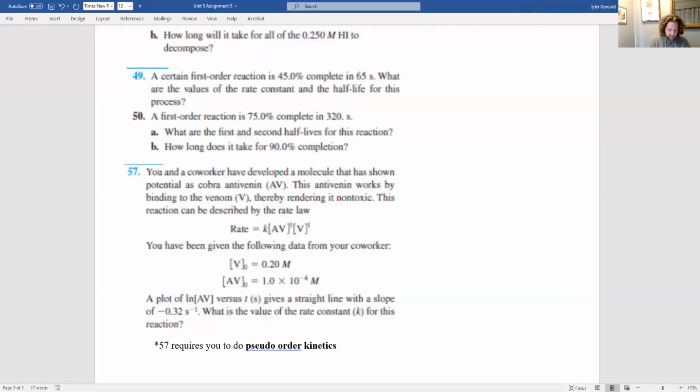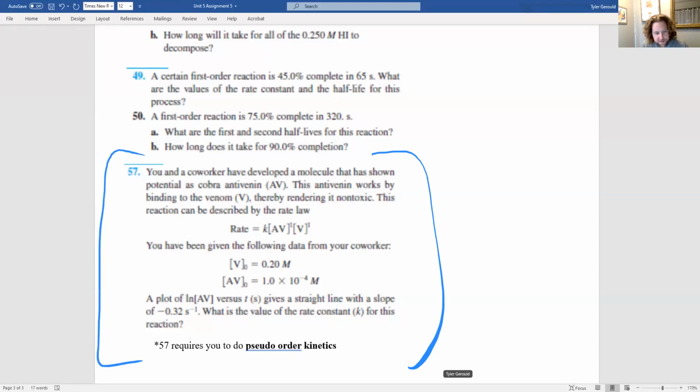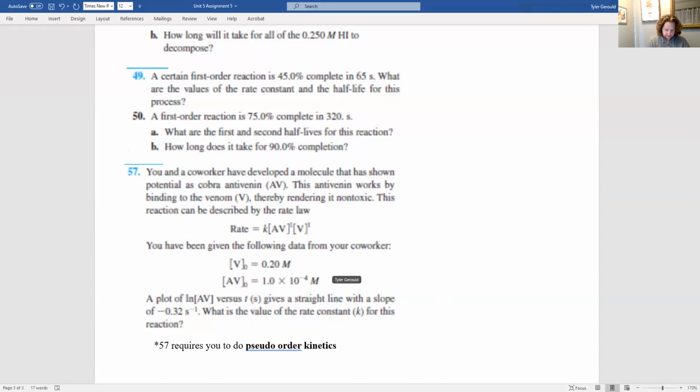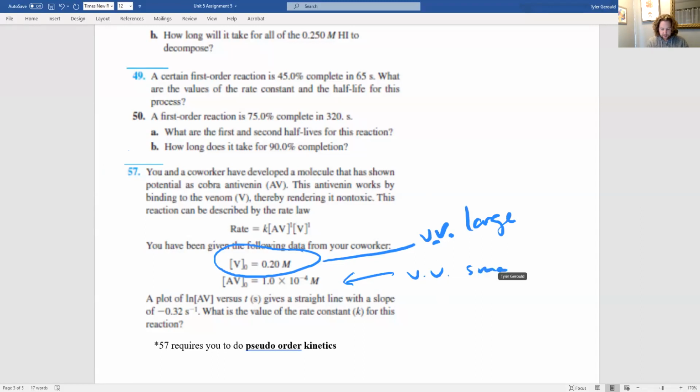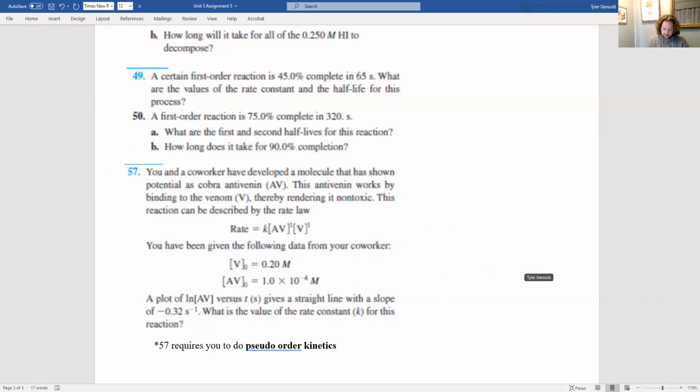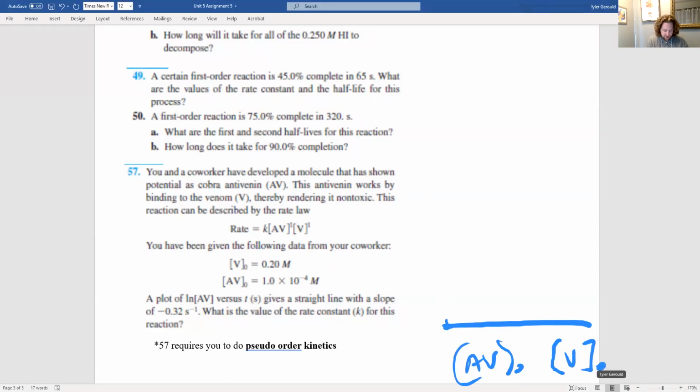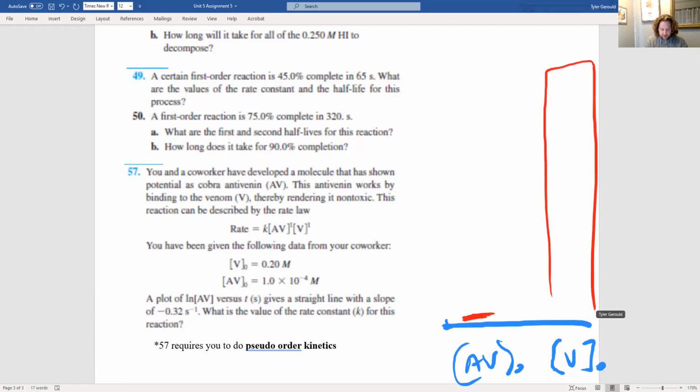And for 57, the big thing about pseudo order kinetics is we're making an assumption. If you look at these initial concentrations of V versus AV, the initial concentrations are vastly different. V is very, very large compared to AV, which is very, very small. So if we do a little bar graph of initial concentration, we have AV initial versus just V initial. AV is very small and V is extremely large.